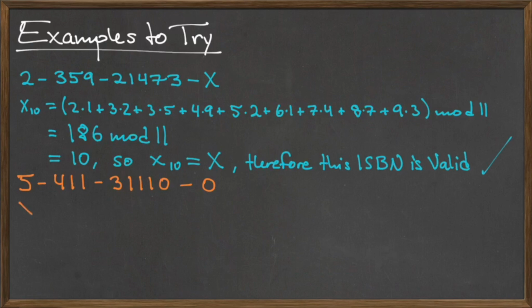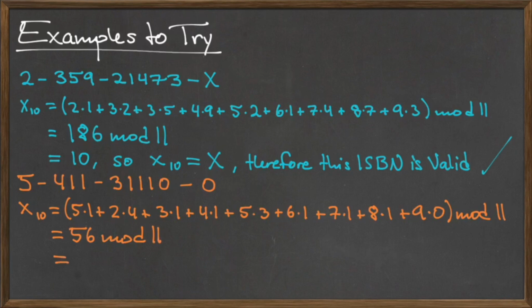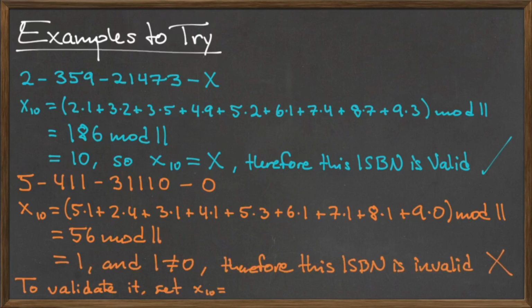For the second example, we find that the 10th digit, x10, should be the number 1, but the ISBN that we are given has the 10th digit as 0. So, this ISBN is not valid.